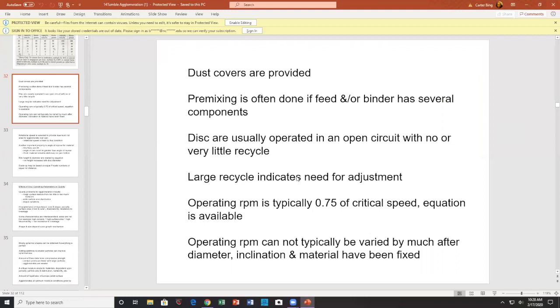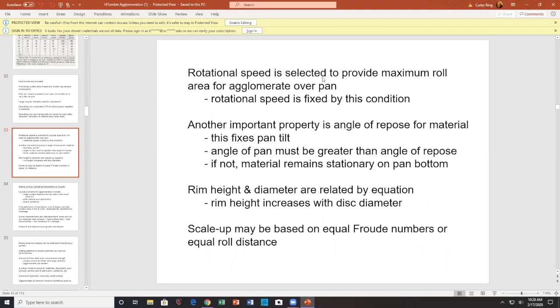Operating speed is typically 75 to 75 percent critical. Operating RPM cannot typically be varied by much after the diameter, inclination, and material have been fixed. Rotational speed is selected to provide maximum roll area for the agglomerate over the pan. Rotational speed is fixed by this condition.